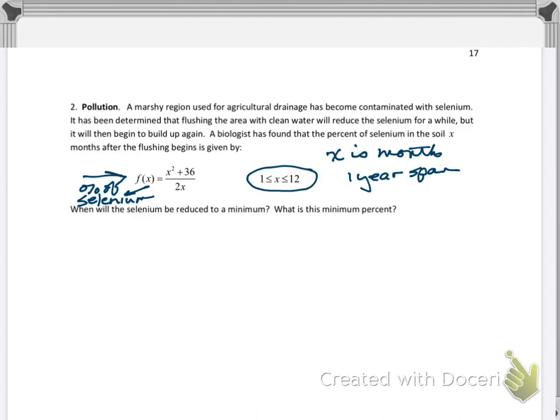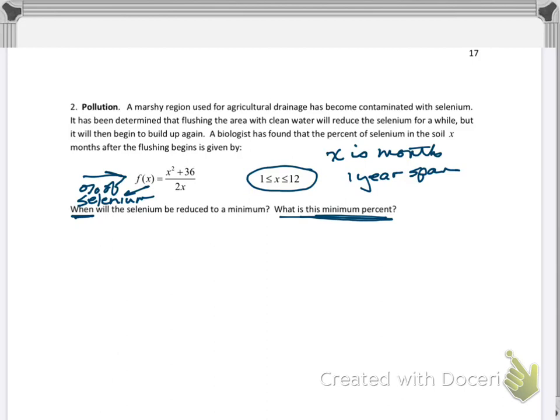Okay, so when will the selenium be reduced to a minimum? What does that mean? So they want to know when, so that's what month. Then what is the percent? So that's going to be f of the critical value of the month. Just like we've done before, when you're going to optimize something, that's a new word, you take the first derivative, set it equal to 0, because we're trying to figure out where maxes and mins happen.